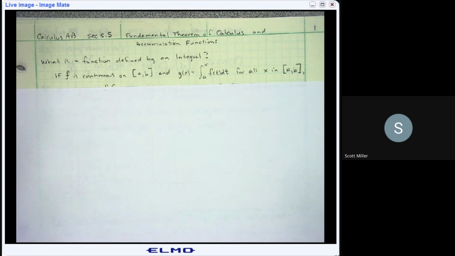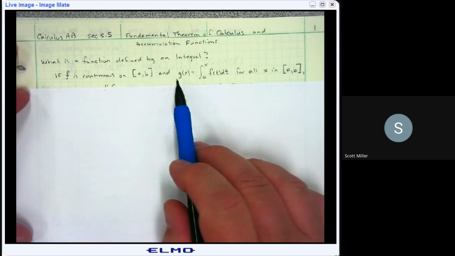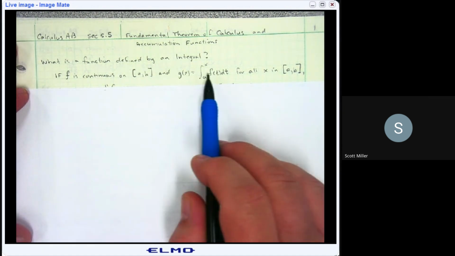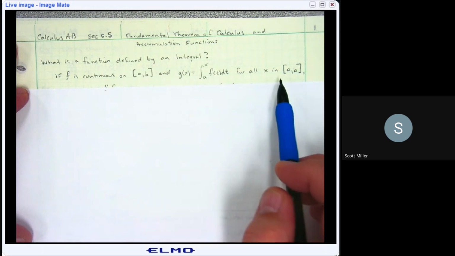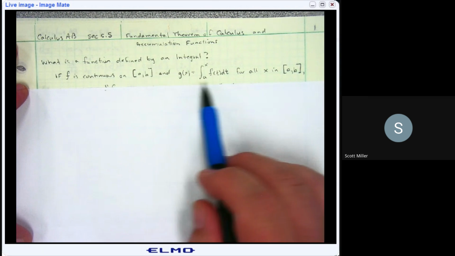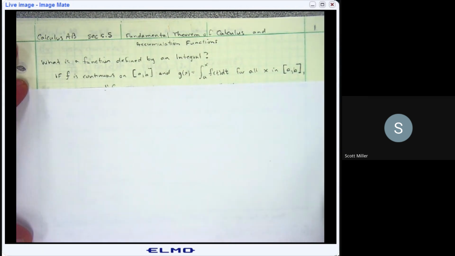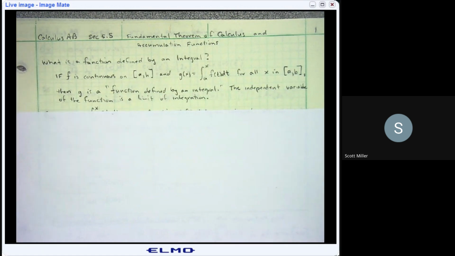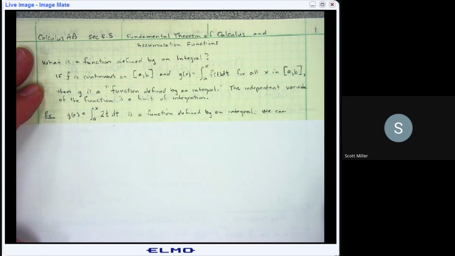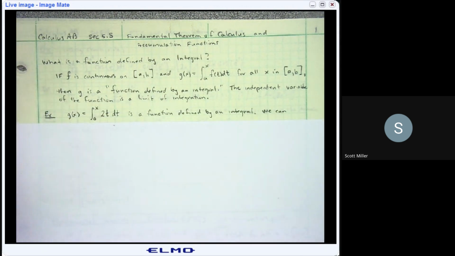If a function f is continuous on a closed interval, then g of x, which is basically the antiderivative of this quantity right here, is equal to this for all x in this interval. Then g is a function defined by an integral. The independent variable of the function is a limit of the integration. So let's take a look at what this means, how this helps us out, and how we do problems associated with it.